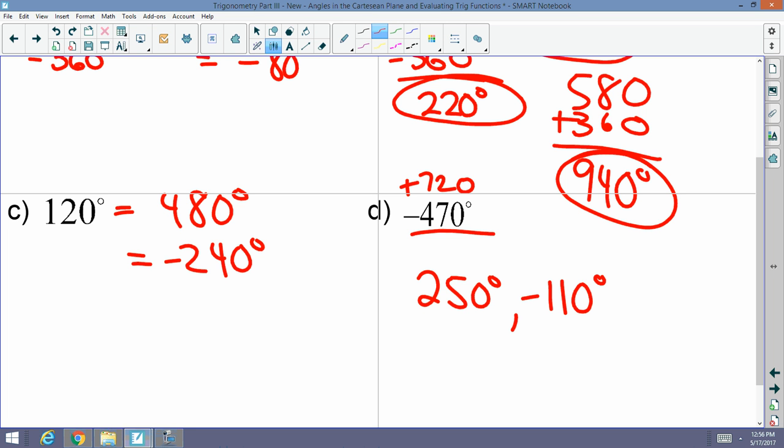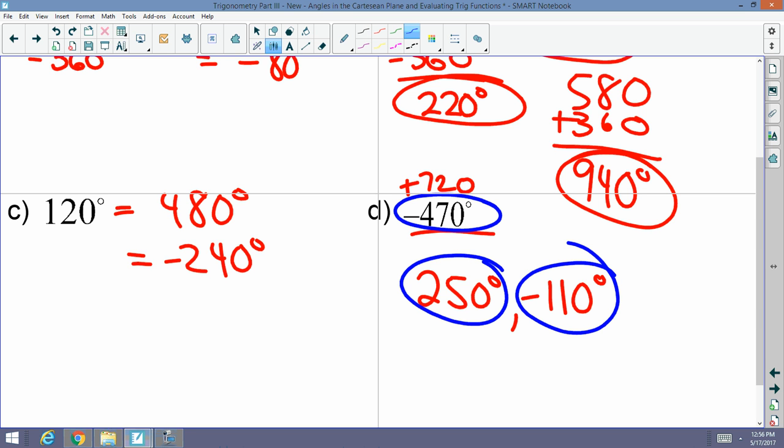And again, I need you guys to understand one major thing. Negative 470, 250, and negative 110. They all have the same terminal side. That means they all have the same reference angle. That means they all have the same value. You with me here? Promise?